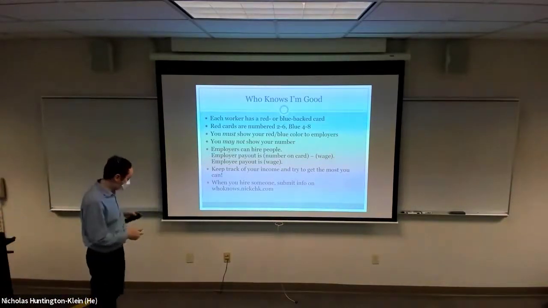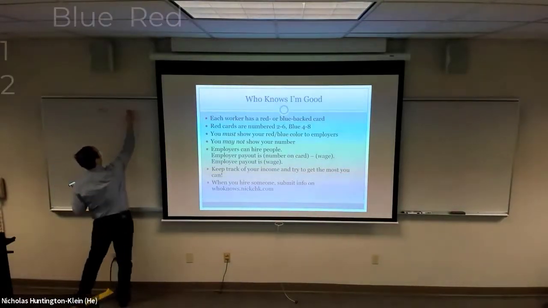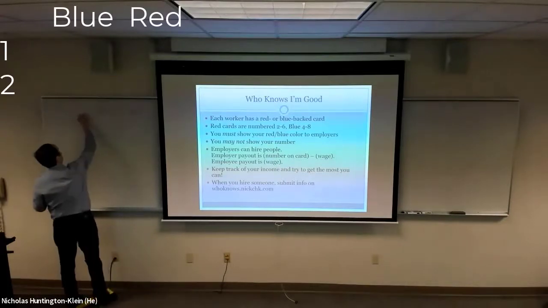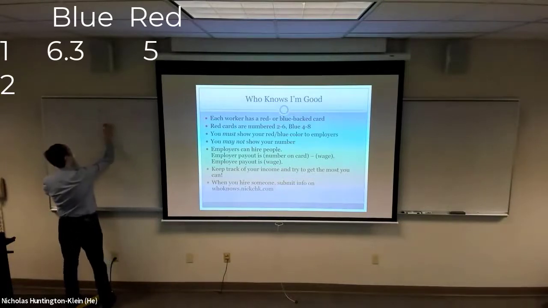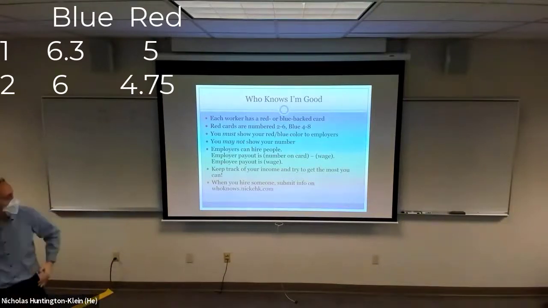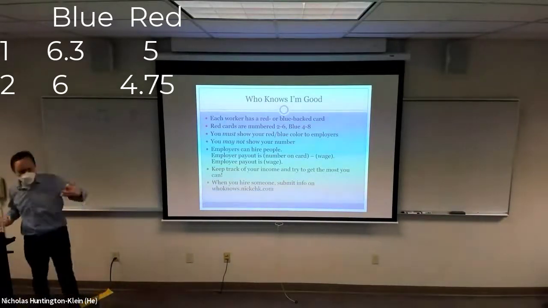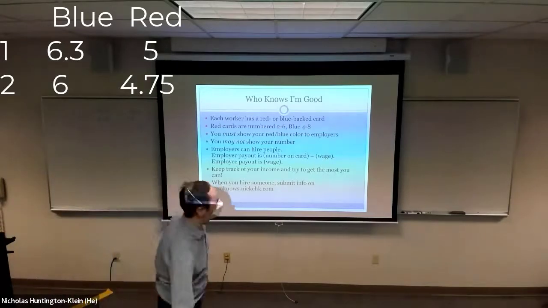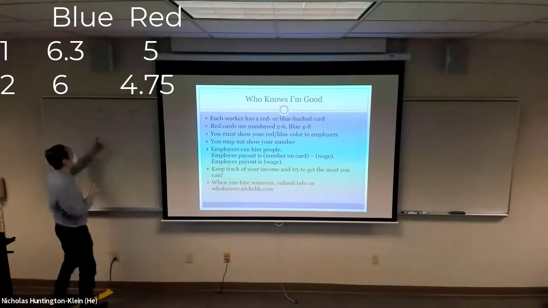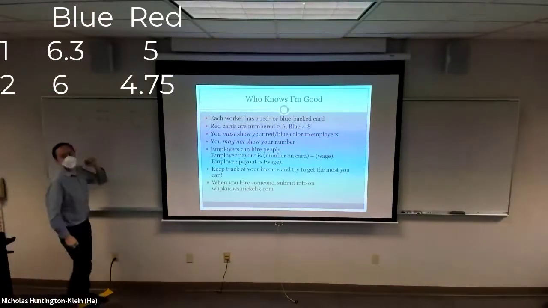And the numbers that we ended up with, I guess I can just look and recreate it on the board. So we had the average payment for blue cards, and the average payment for red cards. Round 1, round 2: 6.3, 5, 6, and 4.75. Any guesses? What's the Nash equilibrium of this game? If we played this game over and over and over again, what would incentives push the wages for the blue and red cards towards being? Any guesses? Well, it would be 4 for the red cards and 6 for the blue cards.